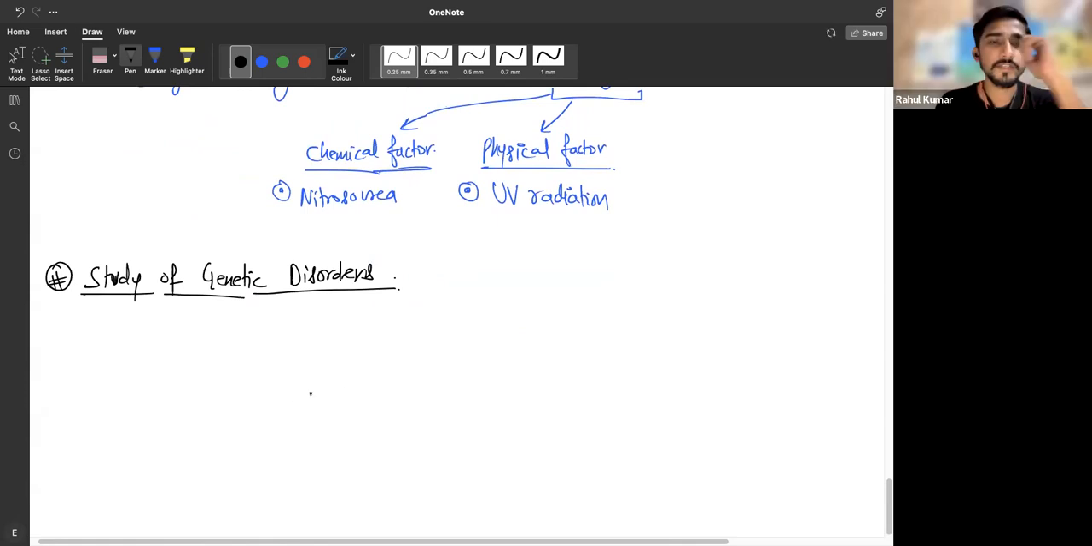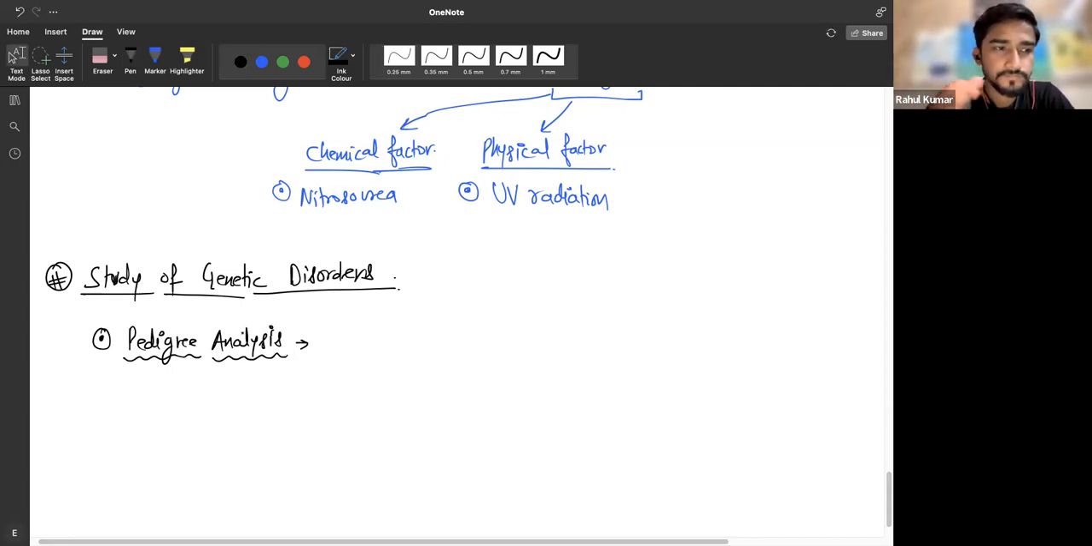So before we study genetic disorder, we have to understand how do we conduct this study. Now, to study genetic disorder, there is one thing that we all should know first, called pedigree analysis. You know what is pedigree? What is pedigree basically? Any idea? These are symbolic analysis which we do. Let's write down.